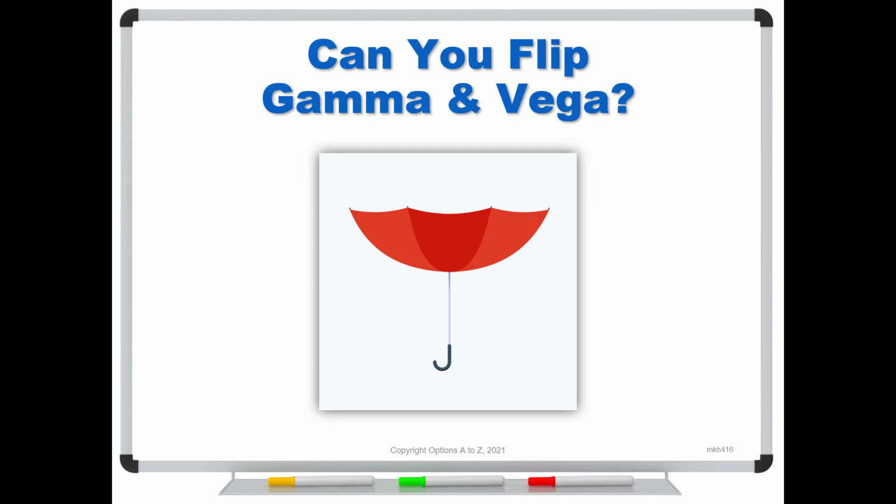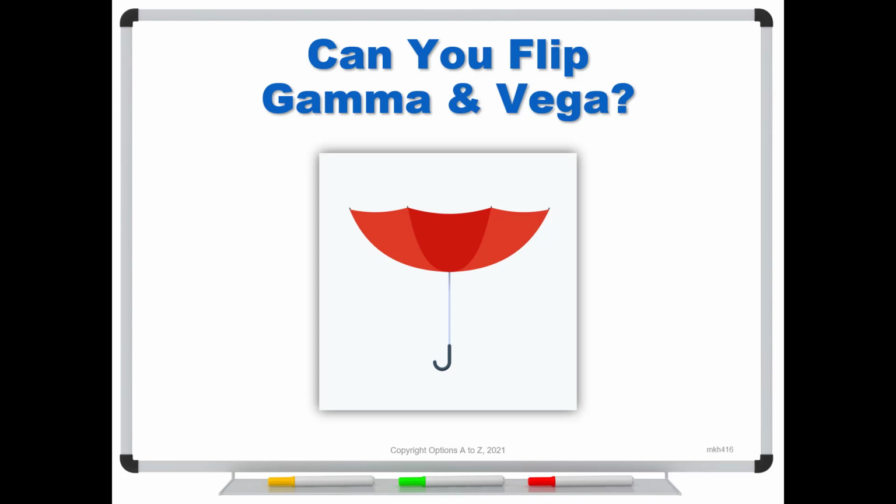So for those traders who are familiar with these terms, they're just sensitivity measures. Normally Gamma and Vega move in the same direction. But the question we want to ask is, can you flip them? Can you make one go up and the other go down? Now, most traders will say no, because they're joined at the hip. But if you understand your options theory and your strategies, you'll see that just about anything is possible.